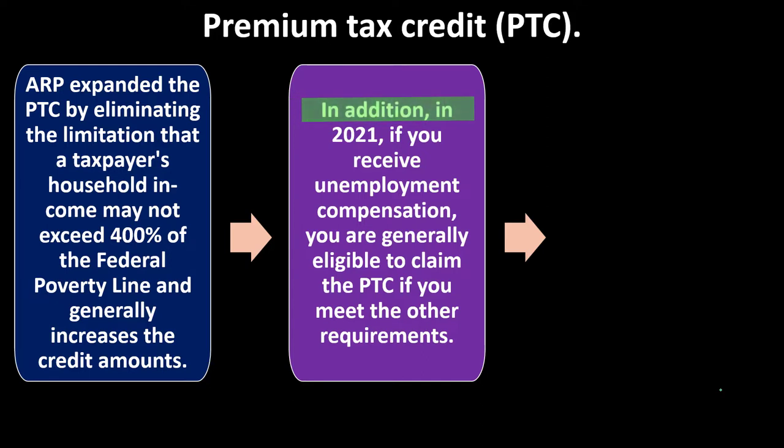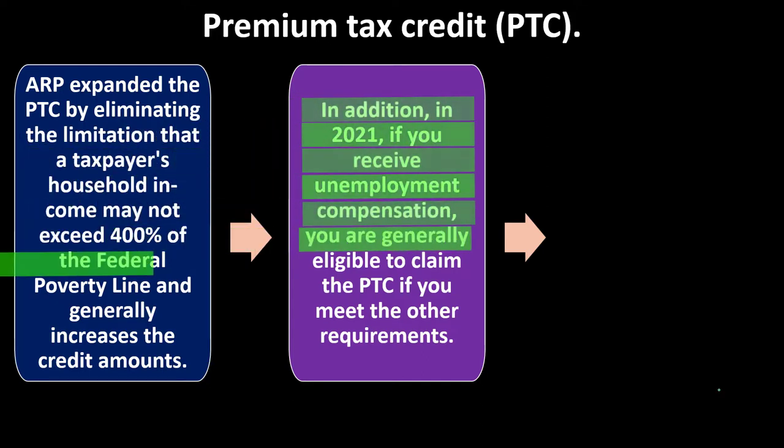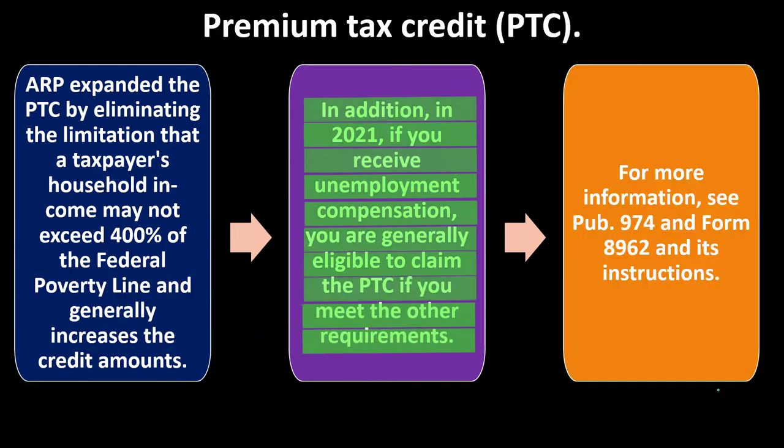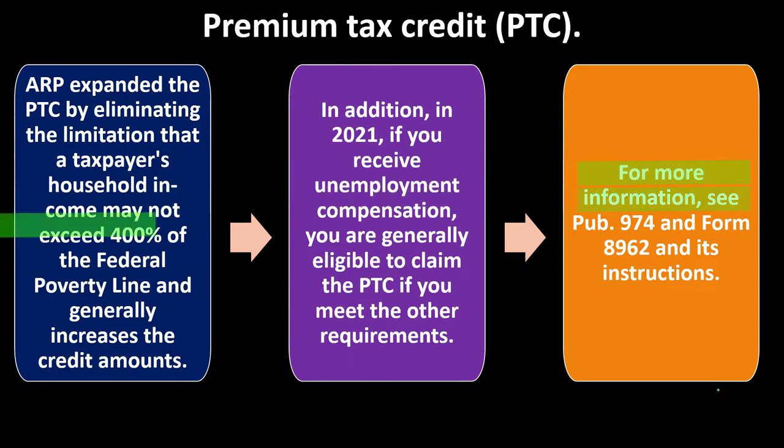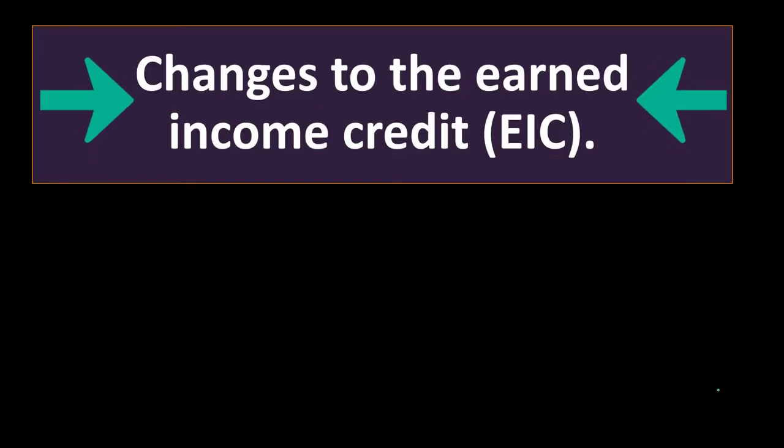In addition, in 2021, if you receive unemployment compensation, you are generally eligible to claim the PTC, premium tax credit, if you meet the other requirements. For more information, see Publication 974 and Form 8962 and its instructions.